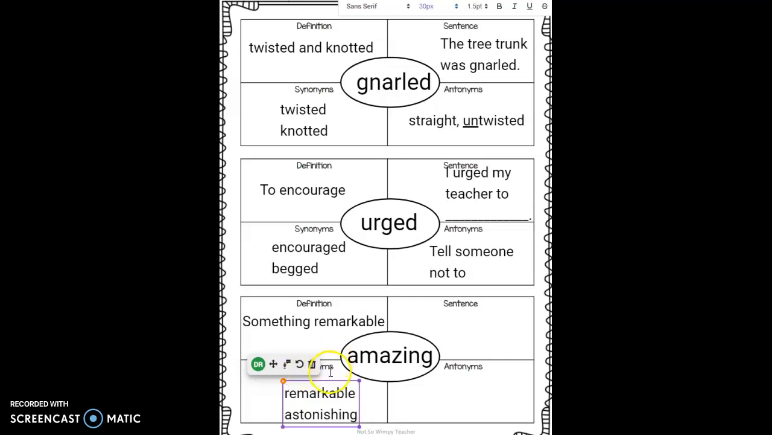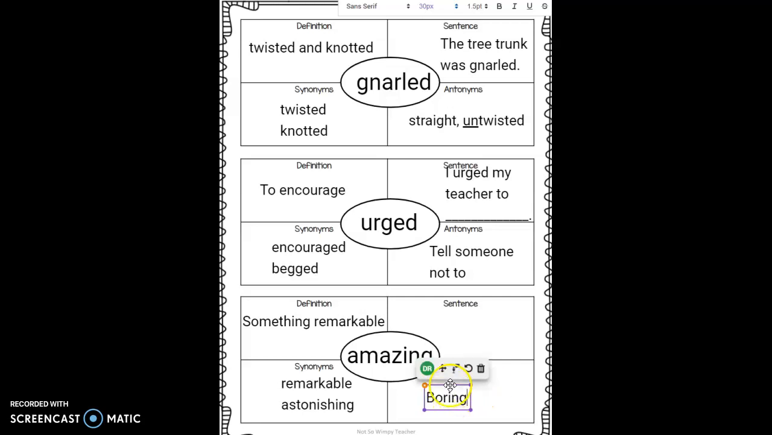So amazing, I think you already know. These are actually the two words that you're learning this week. Even though your vocabulary word is amazing, I want you to learn that amazing means remarkable and it means astonishing. You're like, wow, that is really something to remember. That is something to look at. That is remarkable. That is astonishing. I am amazed. The opposite of something that is amazing or remarkable or astonishing would be boring. Boring.